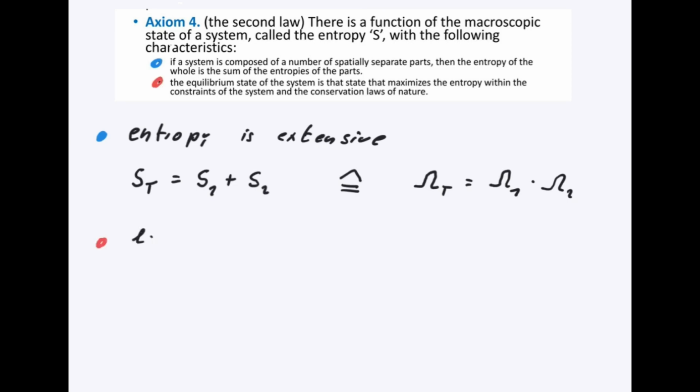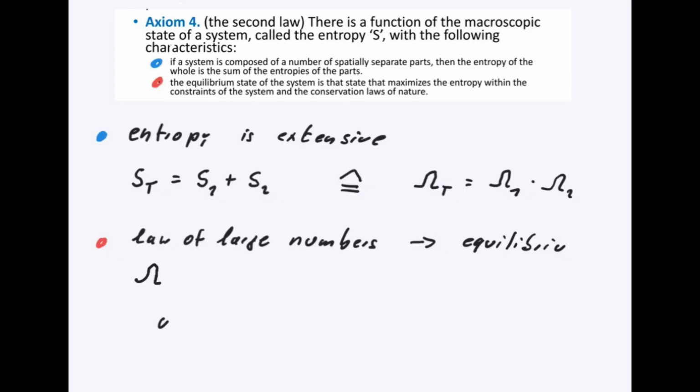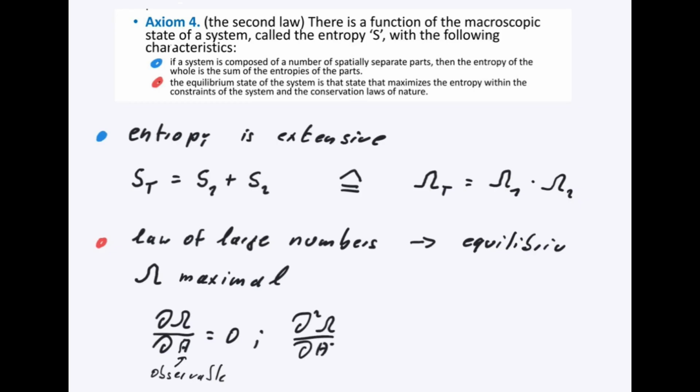Now, as to the second point, that is described by the law of large numbers. We know from the law of large numbers, where a system is in equilibrium, omega, the partition function, is maximal, meaning that the derivative of omega with respect to any of these observables is equal to 0, and the second derivative is smaller than 0, which means omega is a convex function.